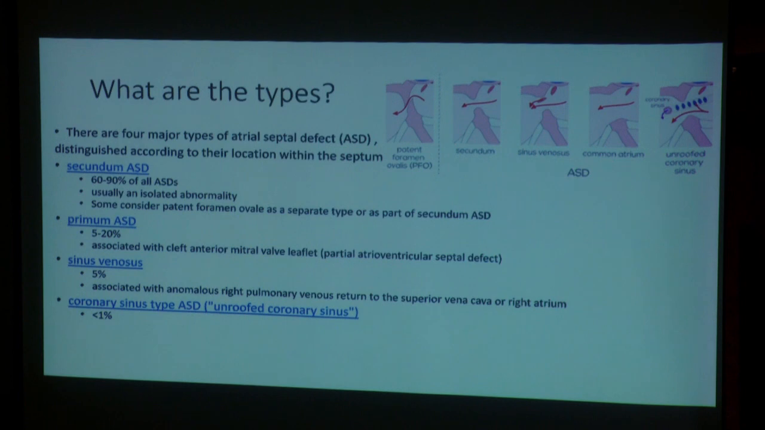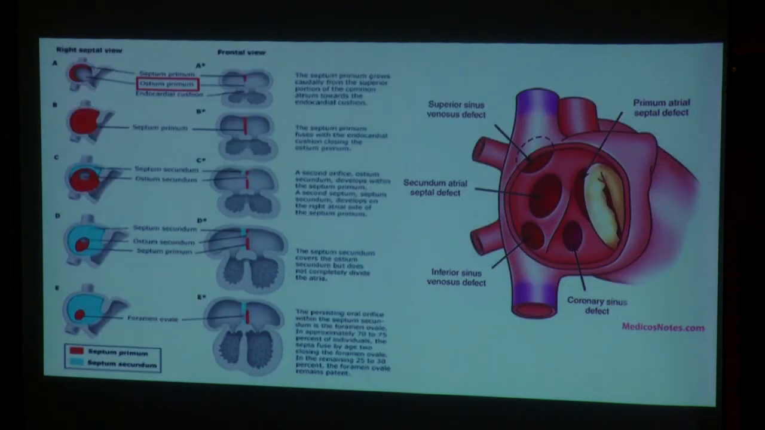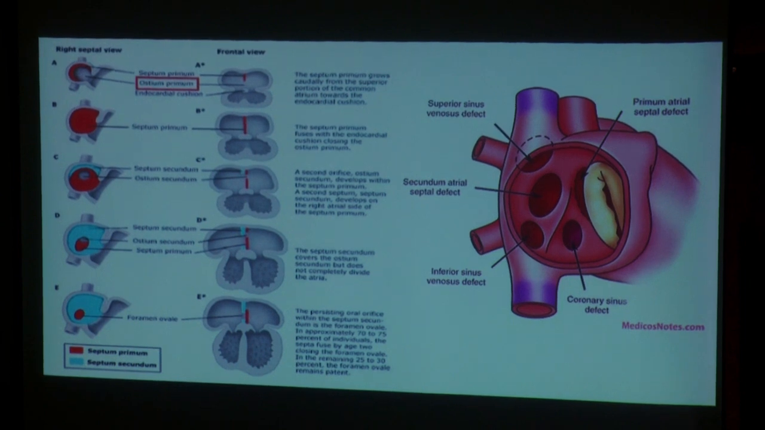What are the types? Secundum, primum, sinus venosus ASD, and coronary sinus ASD. Sometimes people include patent foramen ovale as a type of ASD. The commonest is the ostium secundum type, and the next is ostium primum. Primum type is more associated with chromosomal conditions like Down syndrome. This is a brief overview of the atrial septal formation and the atrial septal defect locations. I think I'll skip that.